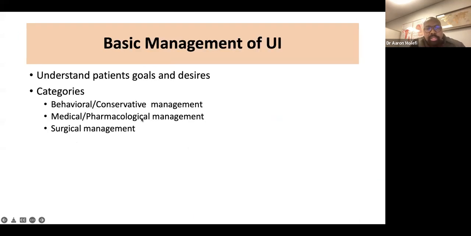So what is the basic management of urinary incontinence? I think I did mention earlier, it's important to understand what's wrong with the patient, their goals and desires. By so doing, you'll be able to offer appropriate treatment. If you don't have an understanding of where you are going with your patient, it will be very difficult to offer the best treatment modality, because you've got patients that will say, Dr., I just want to go to theater straight away.